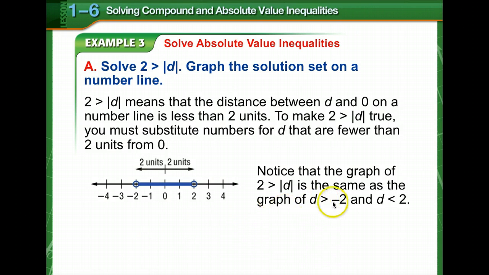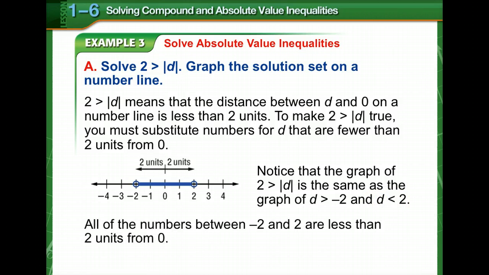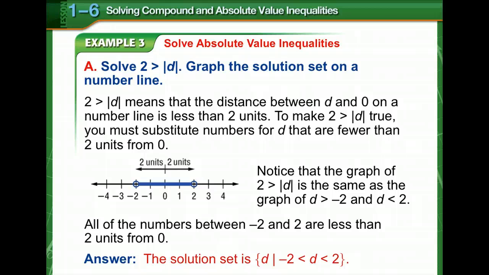So d is greater than -2 and d is less than 2. All of the numbers between -2 and 2 are less than 2 units from 0. Notice we've got open circles. It doesn't include 2. The solution set is d such that -2 is less than d is less than 2.